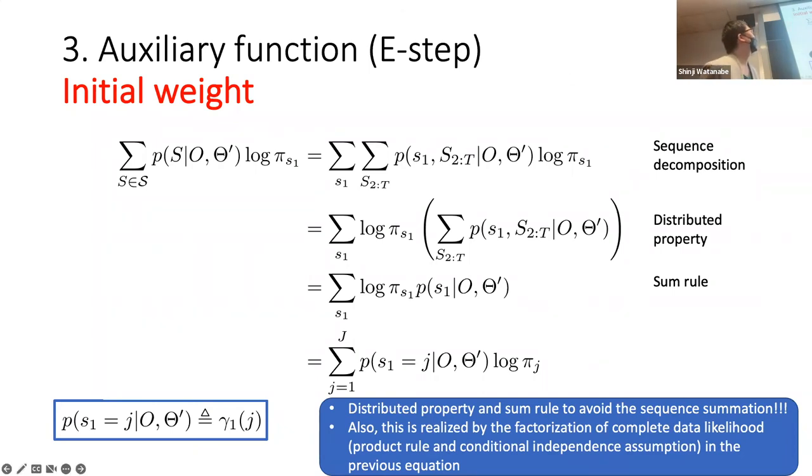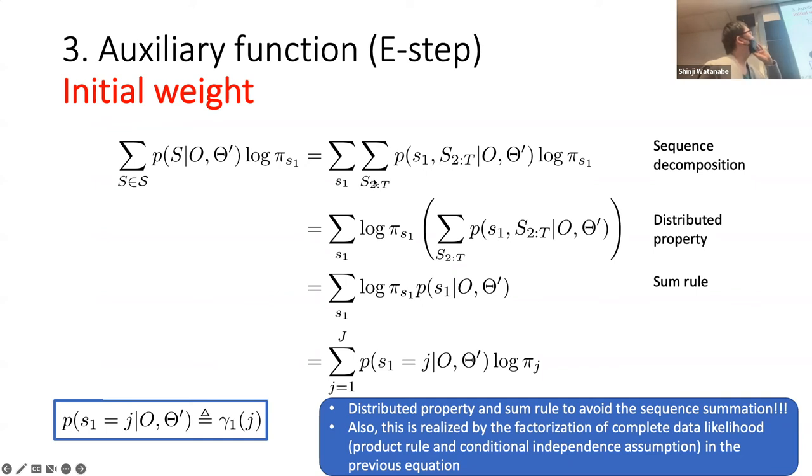So first, S is the entire sequence, right? And S1 is only the beginning of the sequence, right? So the rest of the part may not be so important for this computation. So first, we decompose the sequence into S1 and S2 to T. I don't do anything, just change the way of writing from S to S1 and S2 to T so that you can now clearly see this relationship, right?